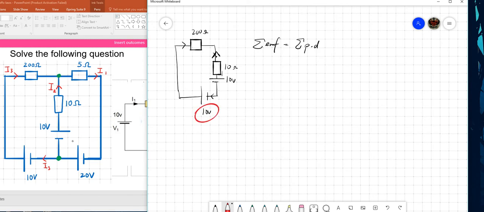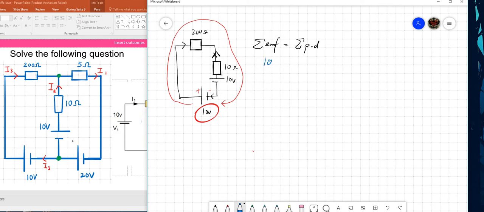Now current goes from positive to negative. So current will go from positive from here, go all the way around the circuit, and again come back here. And this is what we have. Alright, now let's take a look at the EMF. So the first EMF is 10.